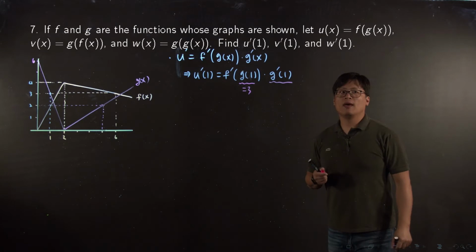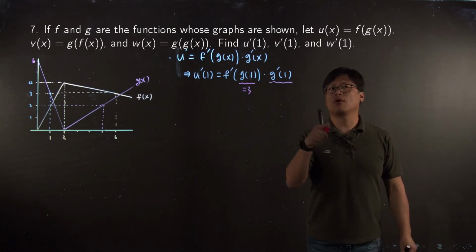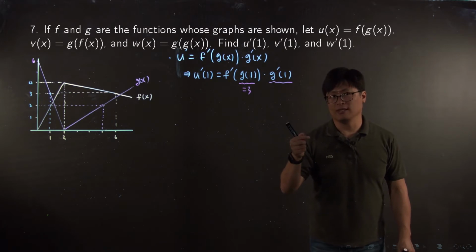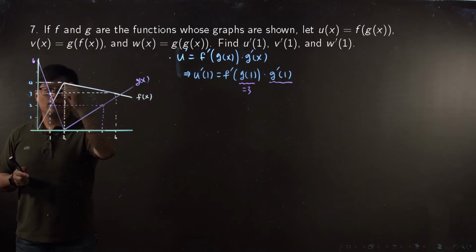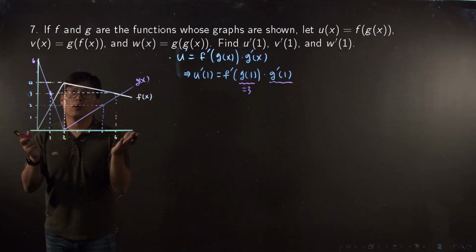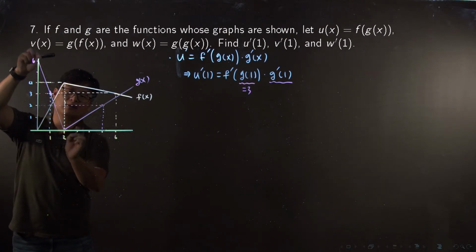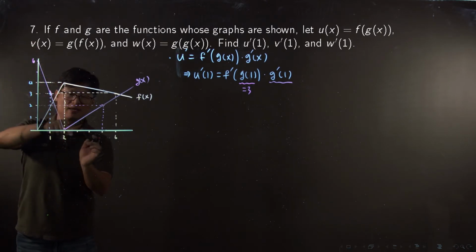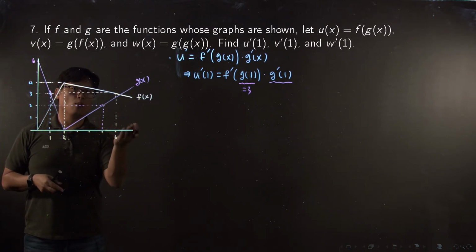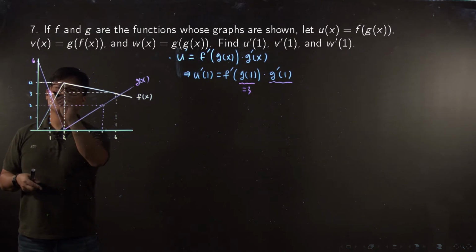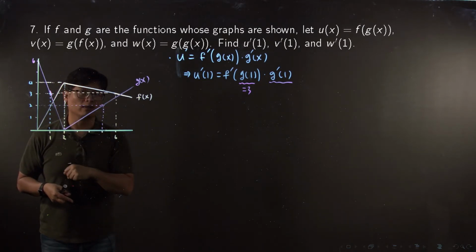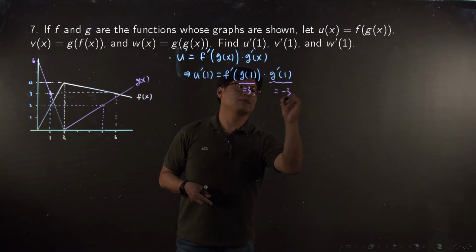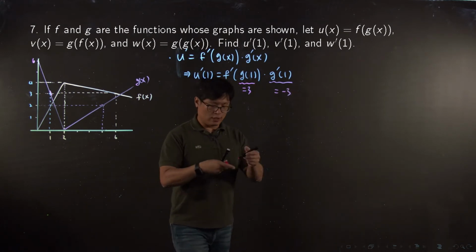g prime of 1. As I told you, the meaning of g prime is the slope of the tangent line. So on this graph at 1, look at this point. Your tangent line is exactly overlapping with this straight line. That tangent line has exactly the slope of this line. What is slope? Rise over run, right? For this one, 1 run and 3 down, which means the slope of this line is -3 over 1. Does it make sense? So this is -3. Is that okay?